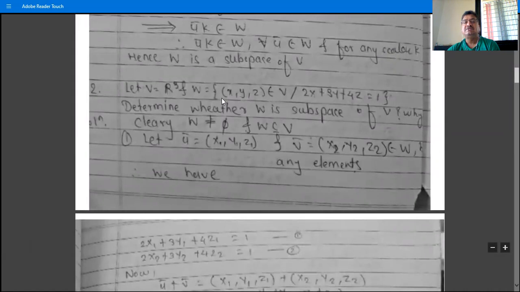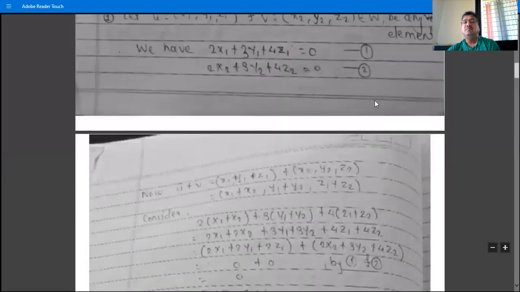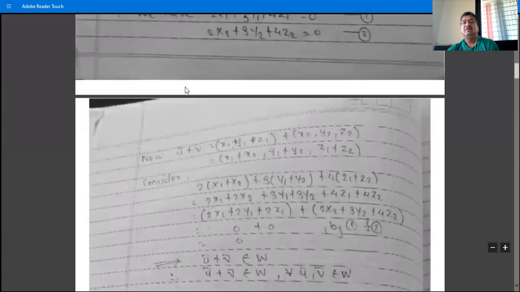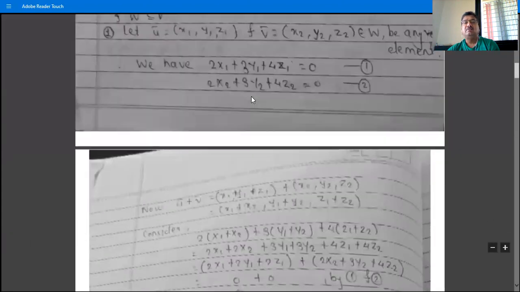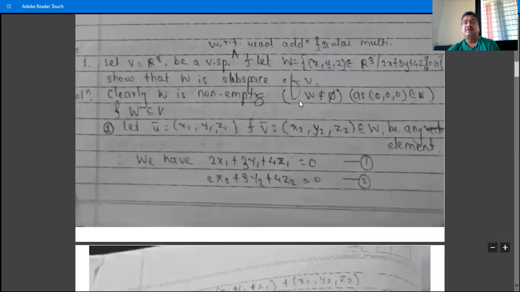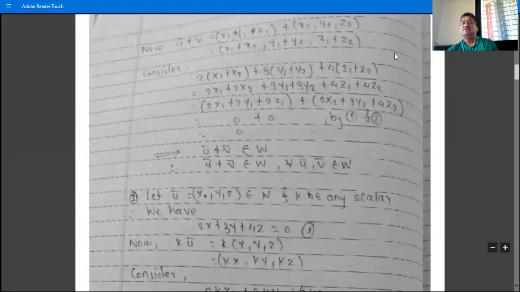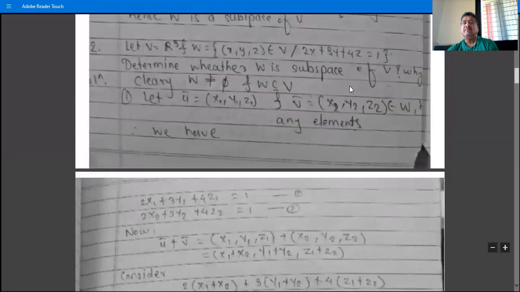W is the set of (x, y, z), three-tuples from V, that is, belonging to R3, such that 2x + 3y + 4z = 1. If we observe the last example, it was 2x + 3y + 4z = 0, and that W was a subspace of R3, or V. In the last example, we saw that W is a subspace of V under the condition 2x + 3y + 4z = 0. But if 2x + 3y + 4z = 1, then what happens?